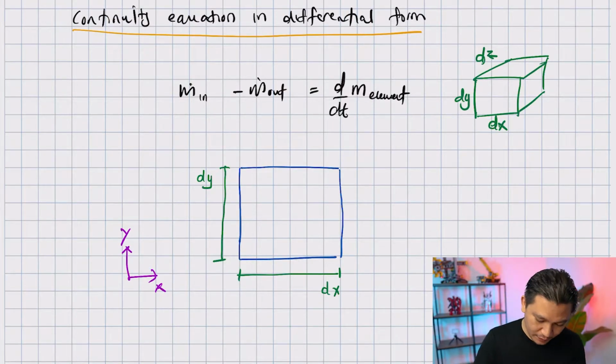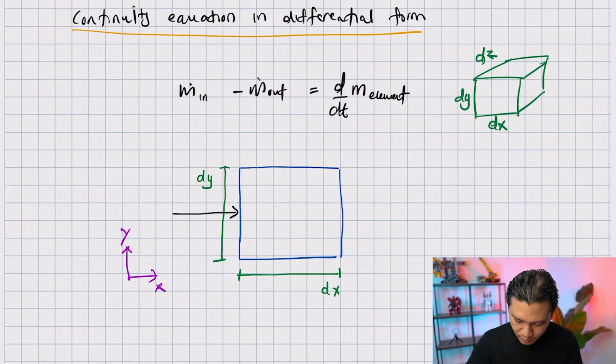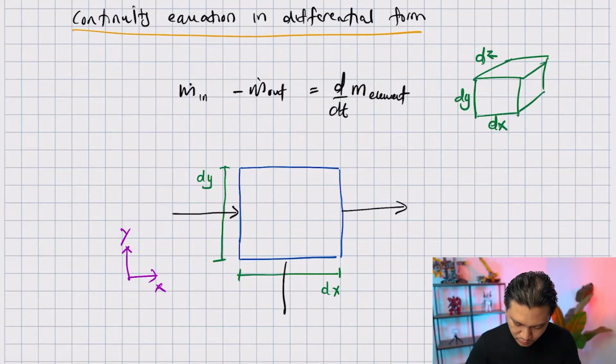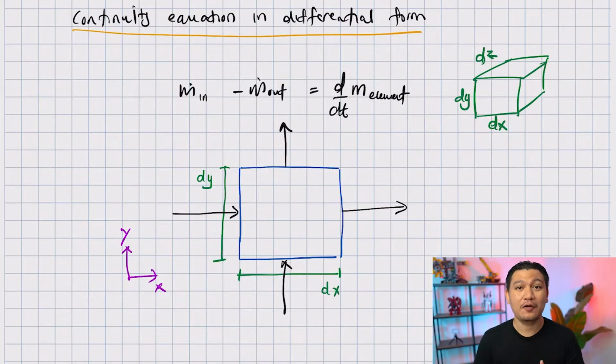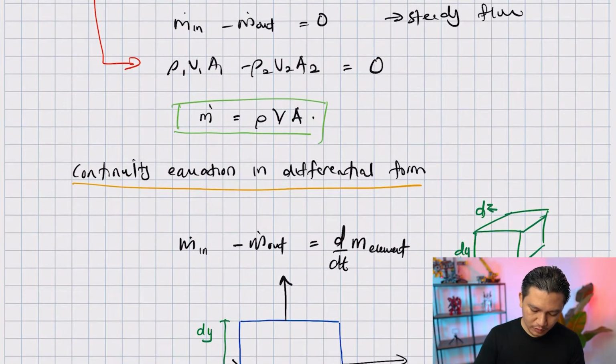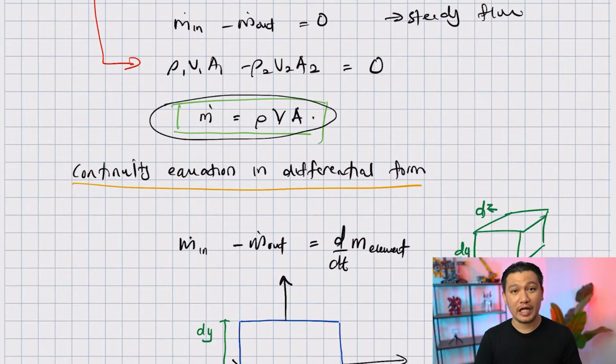And now what I have is basically the flow that goes into this control volume and the flow that goes out of the control volume. And that is in X direction, but I also have the flow that goes into the control volume in Y direction, and there's a flow that goes out of the control volume in Y direction. Now let's label this flow that goes into and exit of the control volume. First of all, we know that m dot is equal to rho times velocity times area. So that is what we are going to use.